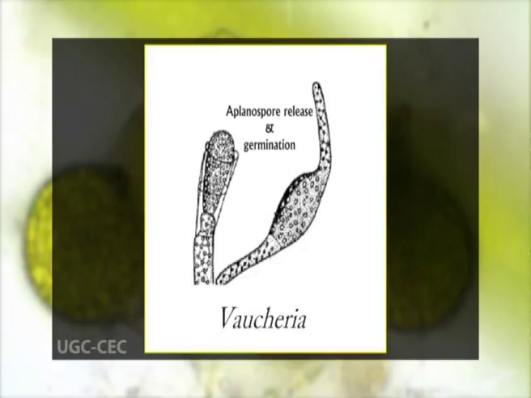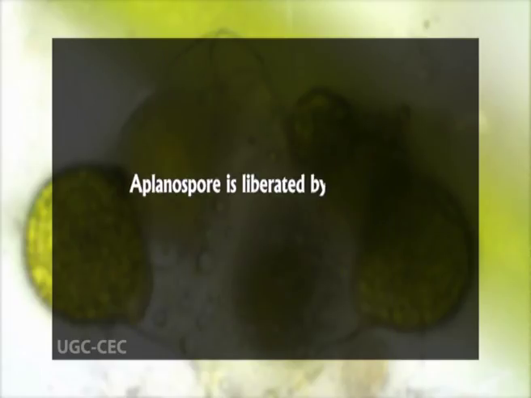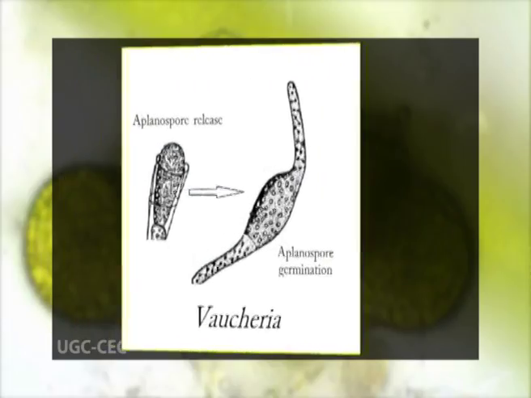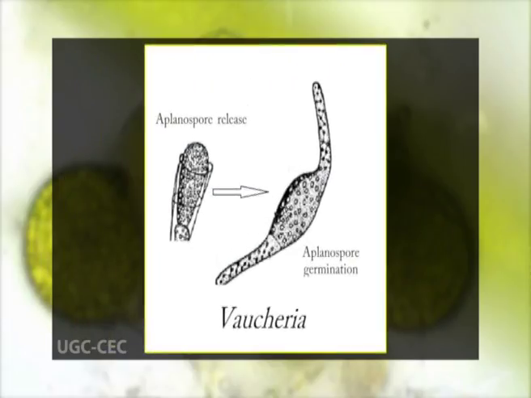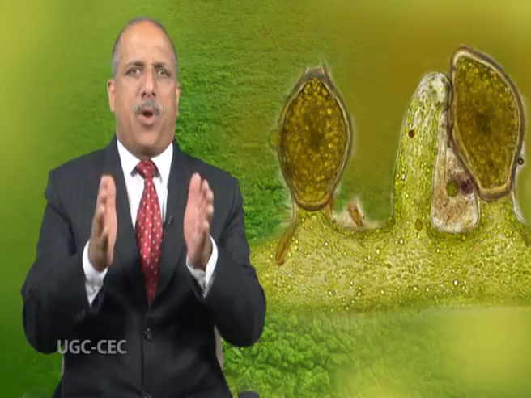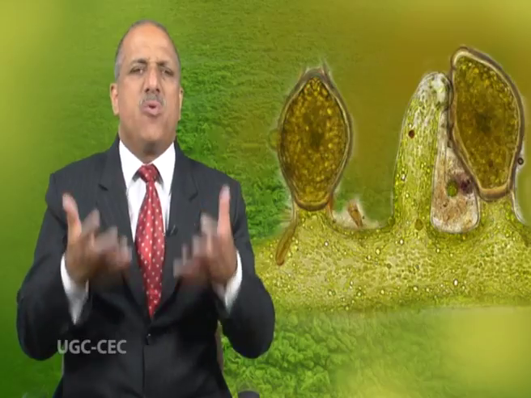The aplanospore is a thin-walled, club-shaped or globose structure. It is liberated by rupturing the apical wall of the sporangium. Sometimes the protoplast of the aplanosporangium divides into a number of spores. These small, thin-walled aplanospores are called microaplanospores. The aplanospore or microaplanospores germinate to form a new thallus. Again here, I will mention that it is endomitosis that favors their growth.